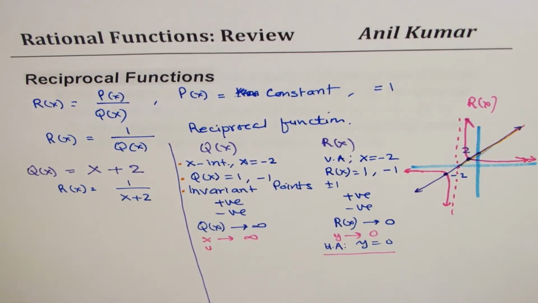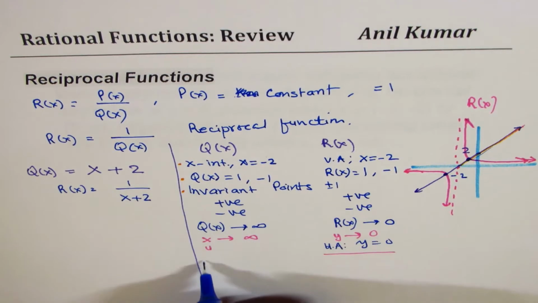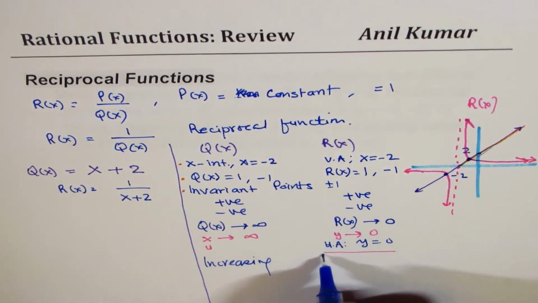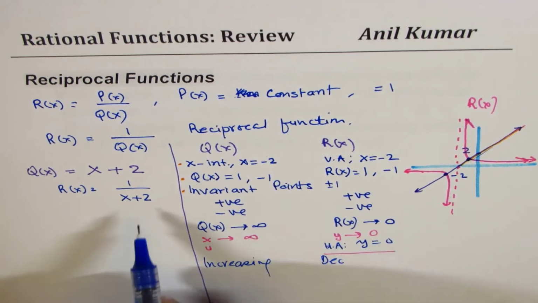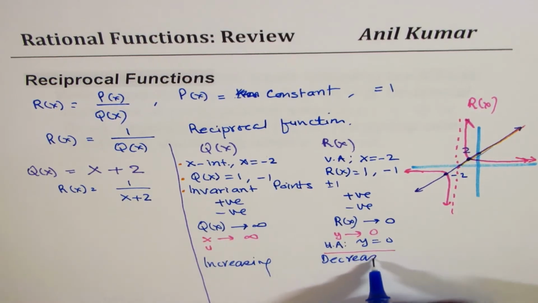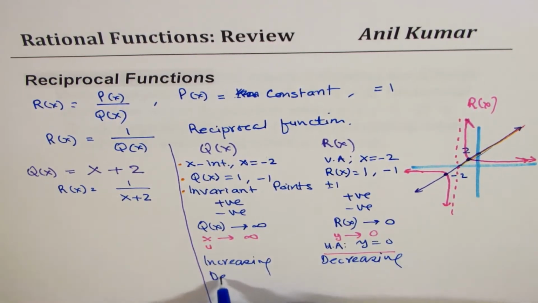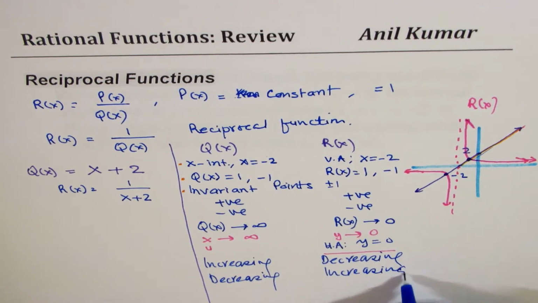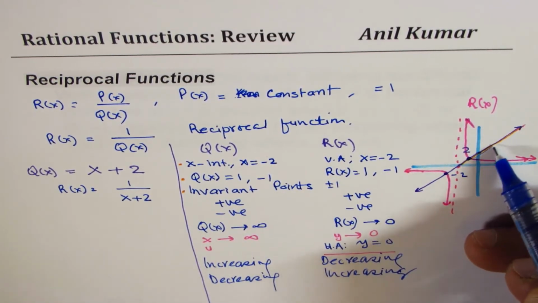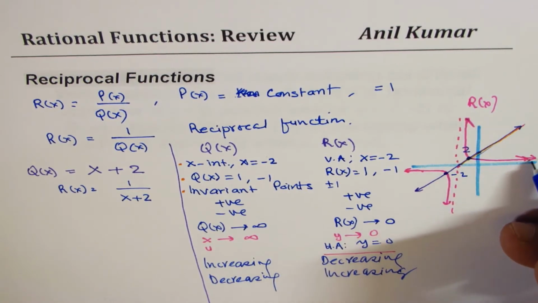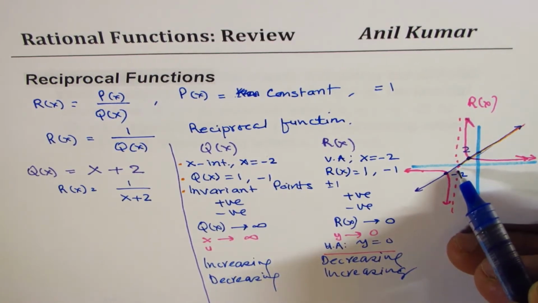And what do you find? If the graph of the function is increasing, then the reciprocal is decreasing, correct? Makes sense. If the denominator is increasing, then the value will be decreasing, correct? Similarly, if this is decreasing, then the reciprocal value will be increasing. Does that make sense to you? Which you can see very clearly, the line is increasing, correct? And the reciprocal function is decreasing, correct? In this case, what is happening?